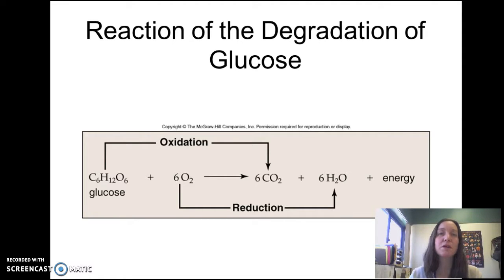You can also see in this picture the words oxidation and reduction. We're going to talk about that today. Oxidation occurs when electrons are removed from an atom or molecule. Electrons are hard to visualize, but you can see the evidence of them with hydrogens. Since electrons are negatively charged and hydrogens tend to be positively charged, they like to travel together.